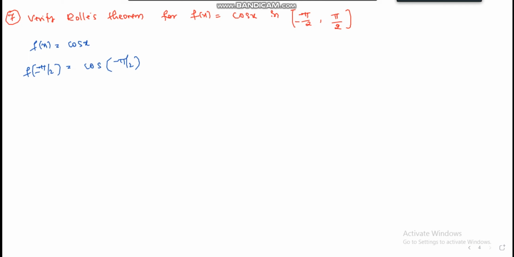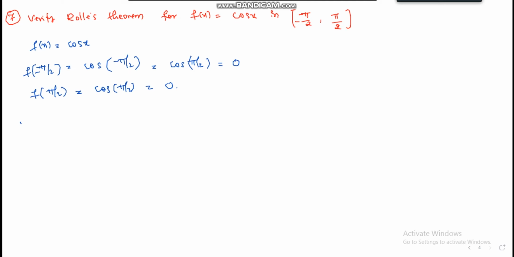We know already cos of minus theta is equal to cos theta only. So therefore it is cos pi by 2. So cos pi by 2 value is, how much guys? We know already cos pi by 2 value is 0. Similarly f of pi by 2 we have to find. Now again cos pi by 2 is also 0 only. So we can write it down.